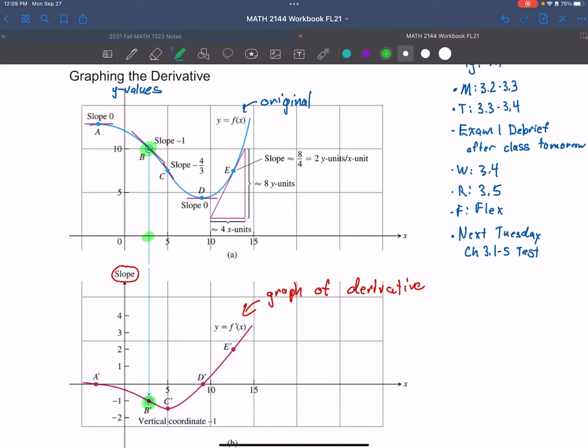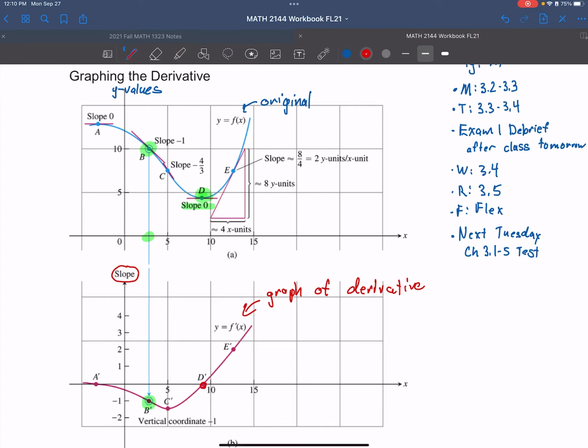So let's look at point D. Notice at point D we have a minimum of the graph. And when we have a minimum of the graph, you can see it right there, what is the slope of the tangent line, or the slope of the function? When we have a minimum, the slope is going to be 0. So you can see we have a minimum right here. If you were to draw the tangent line, it has a slope of 0.